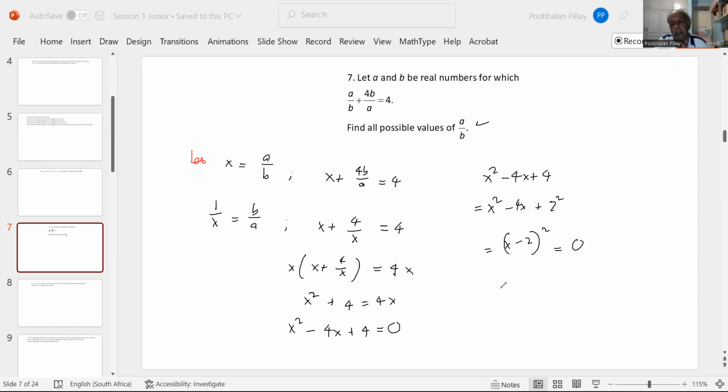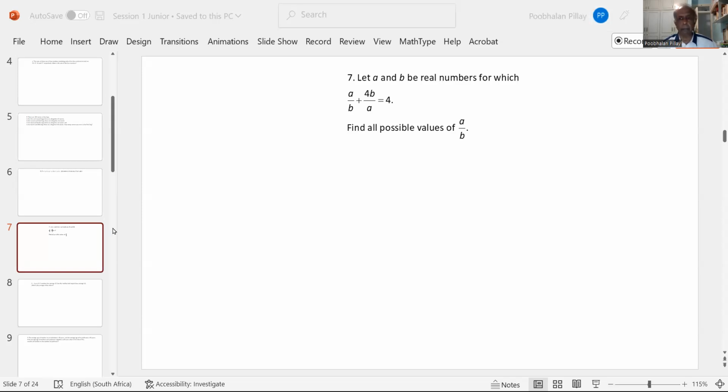And the only number whose square is equal to 0 is 0. So x minus 2 is 0, therefore x equals 2. So there's only one solution for x, and that is x equals 2. And if you go back, because we said x equals a over b, that's the solution to this problem. There's only one value for a over b, namely 2.